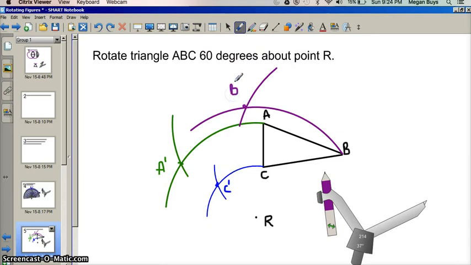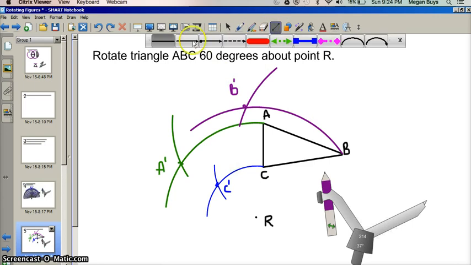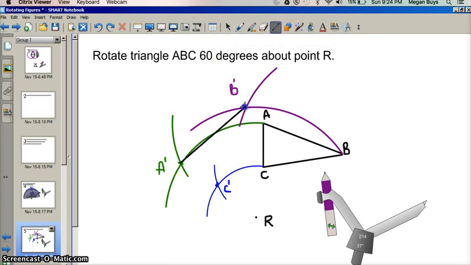And when I have these three, I can just connect those points. So A prime to B prime, B prime to C prime, and C prime to A prime. And we'll notice it's the same image, just rotated over. We used a rigid motion to move this over. Okay.